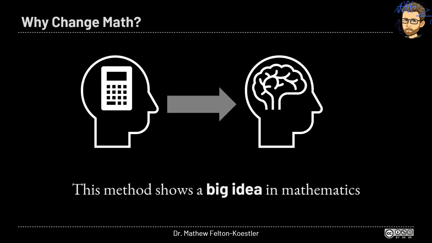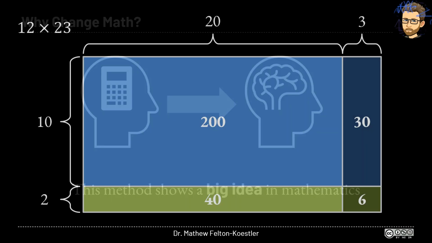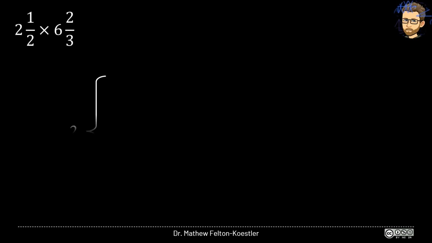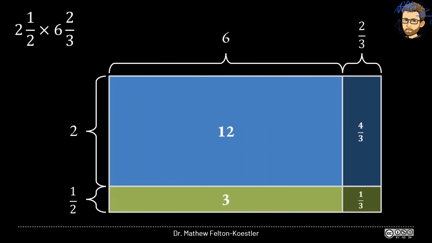The other reason is that this strategy and many of the newer math strategies help reveal the big ideas that cut across areas of mathematics. So instead of having to memorize a bunch of unrelated tricks, kids understand how math is put together and then can use that on new problems. So as a reminder, here we have 12 times 23 again, but we can use these same ideas in other situations, like 2.5 times 6 2/3.